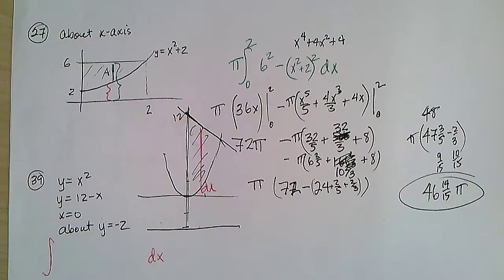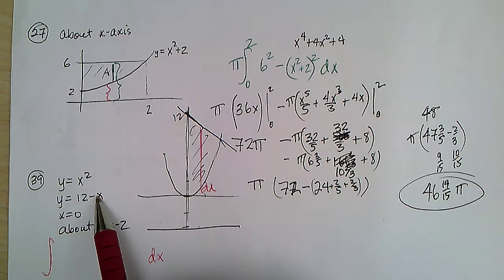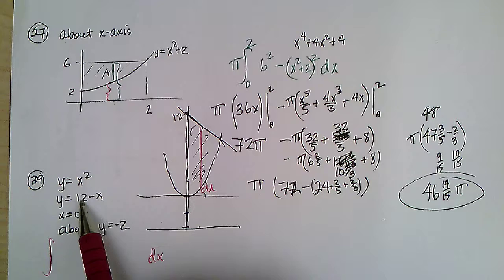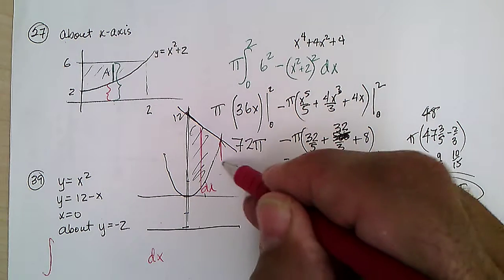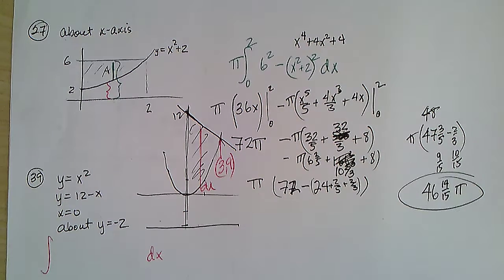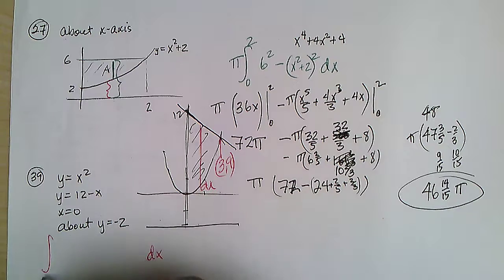Let's see. If we go 4, that would be 16. 12 minus 4 is 8. That's not where they meet. 3 squared is 9. 12 minus 3 is 9. Oh, they meet at 3, 9. So I'm going to integrate from 0 to 3.